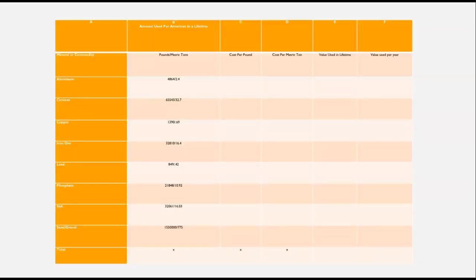This is what it's going to look like, something along this, where I give you the type of mineral or commodity. I give you the amount used per American in a lifetime. On the left side of the slash is the pounds. On the right is the metric tons. I want you to look up via internet sources the cost per pound of aluminum, cost per metric ton of aluminum. You might have to do a little bit of math here. If you find how much it is per metric ton, you have to do some math to get per pound and vice versa. Then find the value used in a lifetime, and then per year.